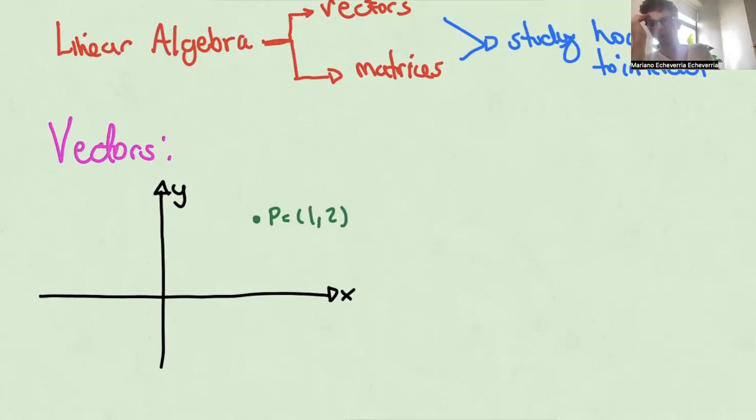So this point, you know, it's something that has no size. It's just a dot that you draw on the plane somewhere, right? But the first approximation to think about a vector is that on the Cartesian plane, there's always a special point, which is the origin. That's the most important point on the plane.